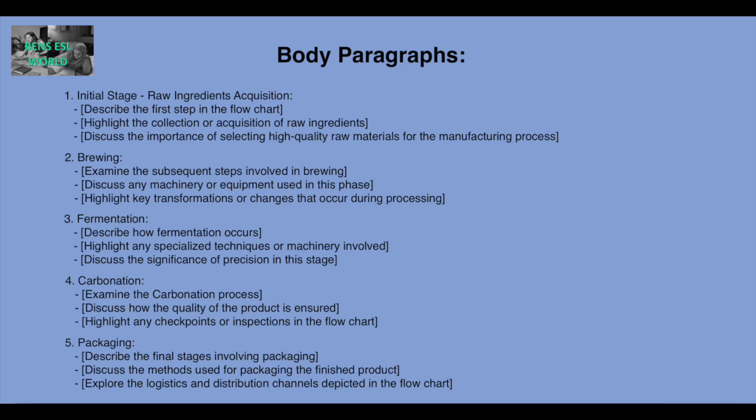Body paragraphs. 1. Initial stage. Raw ingredients acquisition. Describe the first step in the flowchart. Highlight the collection or acquisition of raw ingredients. Discuss the importance of selecting high-quality raw materials for the manufacturing process.